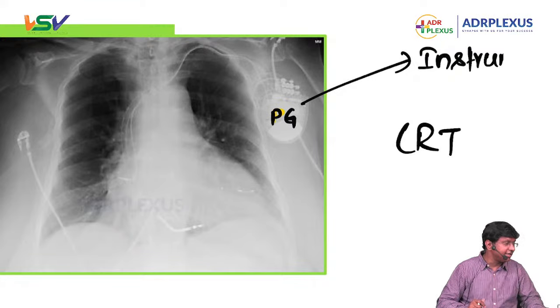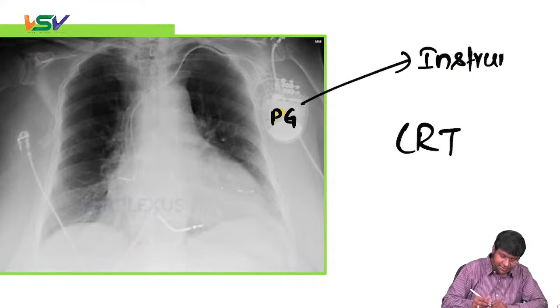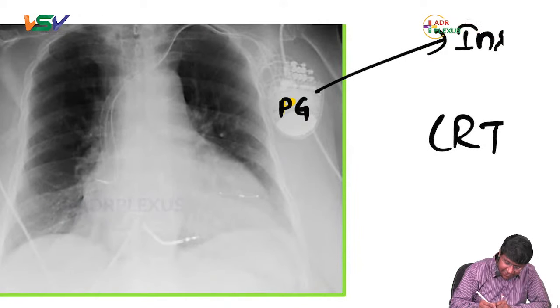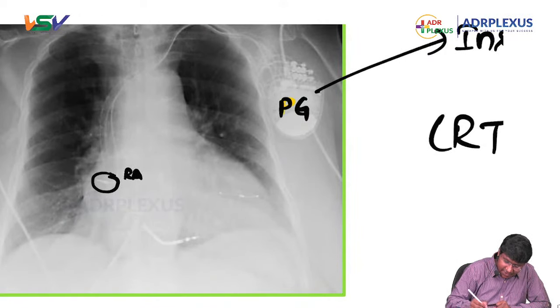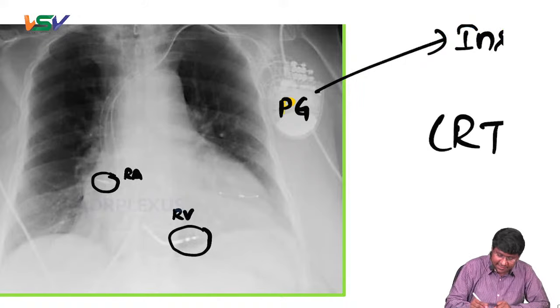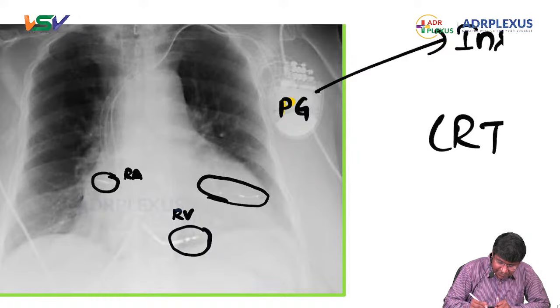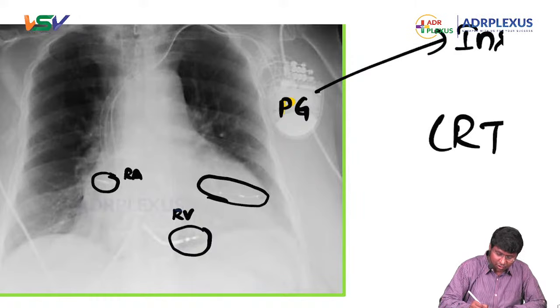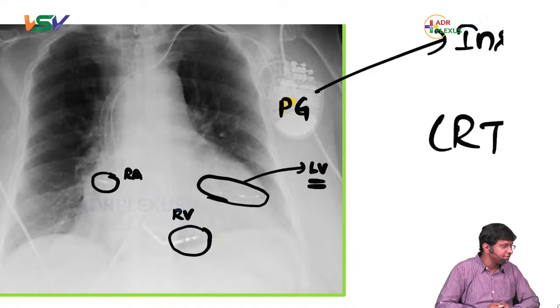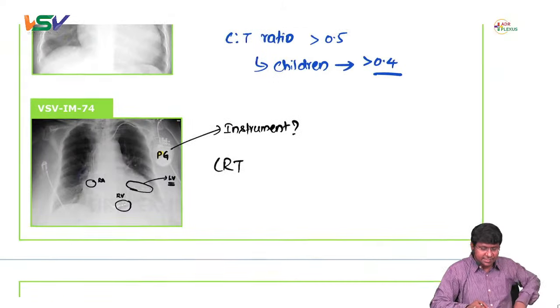And how to identify that CRT? There should be 3 leads. I'll show you. So this is one lead which is there in the right atria, and this is another lead which is present in the right ventricle, and this is another lead which is present in the lateral wall of the left ventricle. Okay, so this is about your CRT.